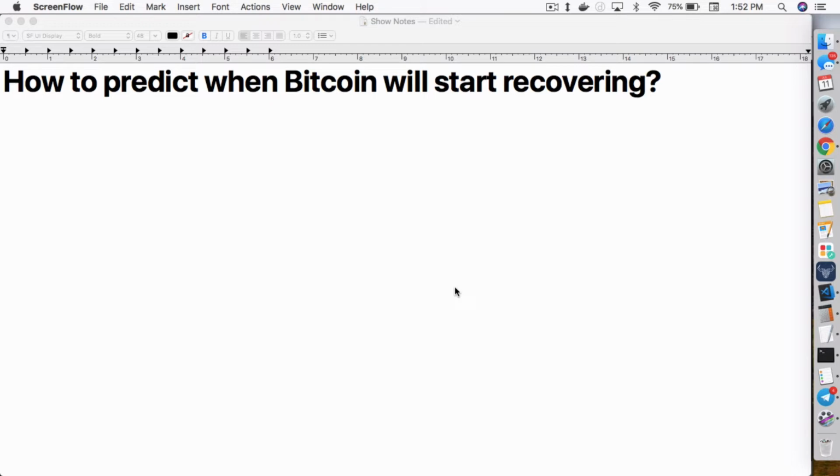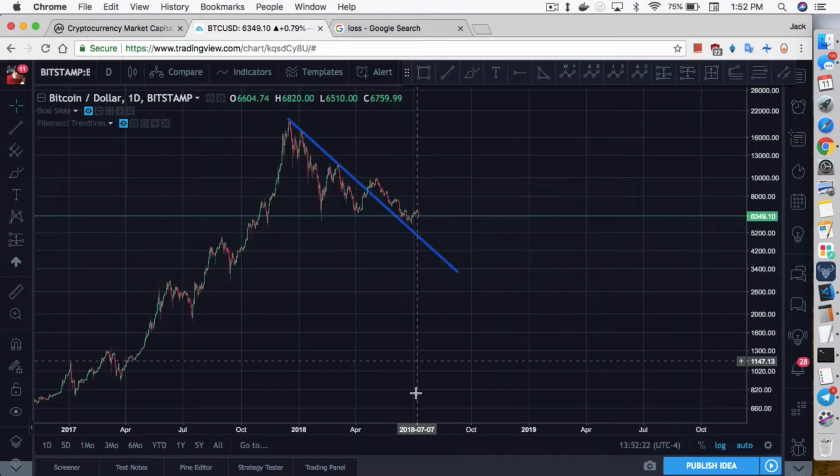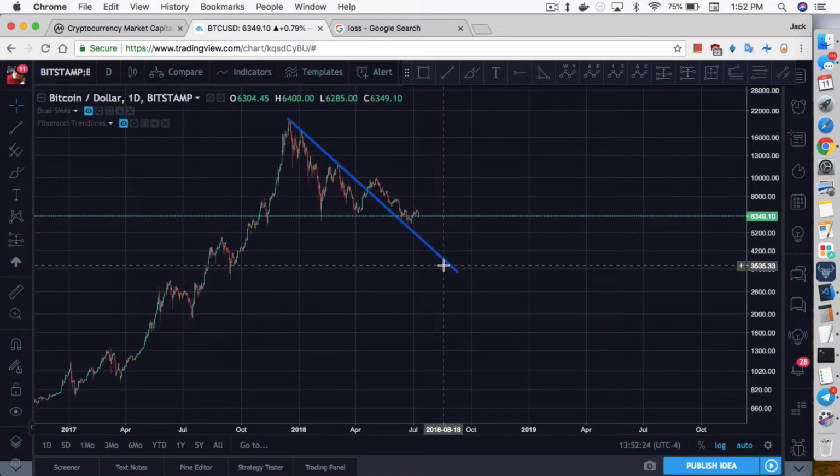Today, I want to talk about how to predict when Bitcoin will start recovering. So, here's the chart of Bitcoin. The reason why I picked Bitcoin is pretty obvious. Almost all altcoins follow Bitcoin, right? When Bitcoin falls, altcoins fall. When Bitcoin goes up, altcoins go up. So, using Bitcoin is a pretty good representative of cryptocurrency overall.